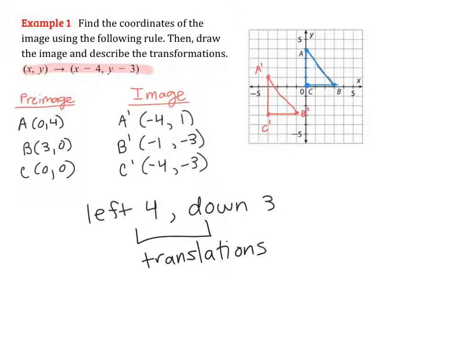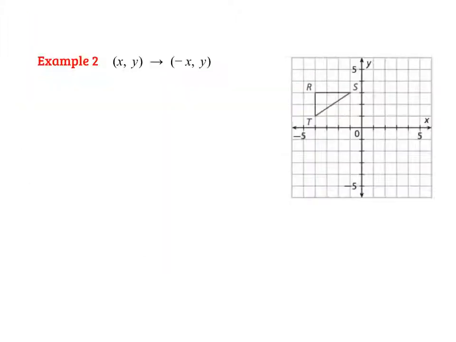So there you go. You can either see that from your actual graph, everything moved left 4, down 3, or you can see it in the rule, left 4, down 3. All right, let's try another one together.